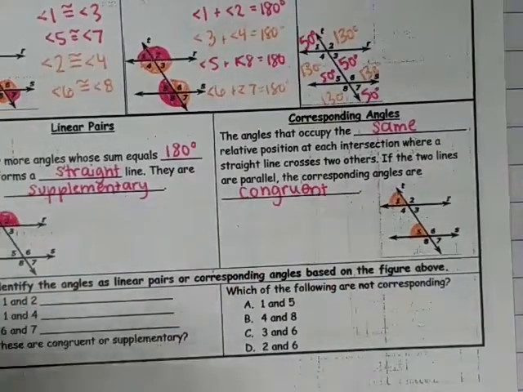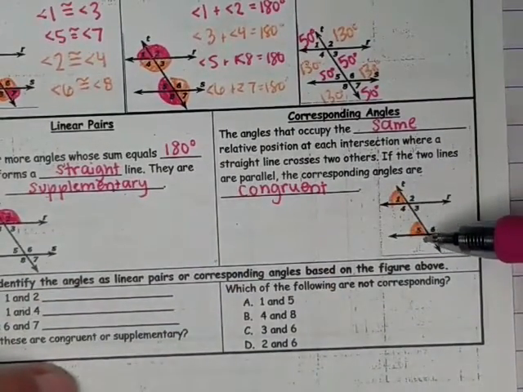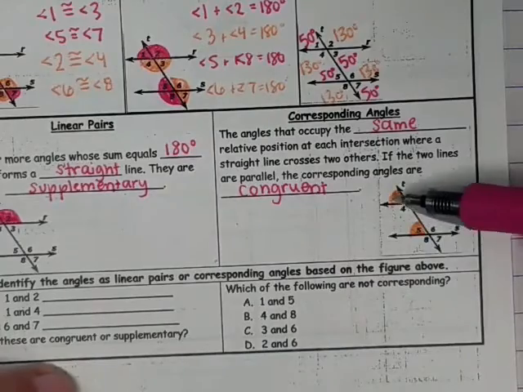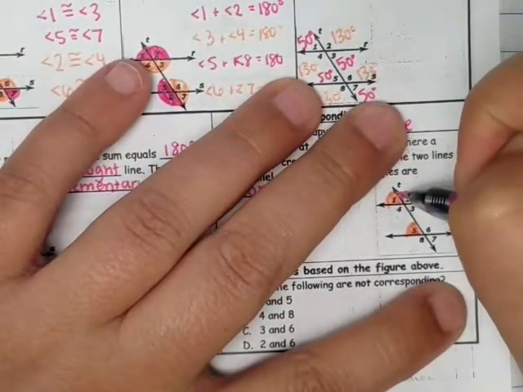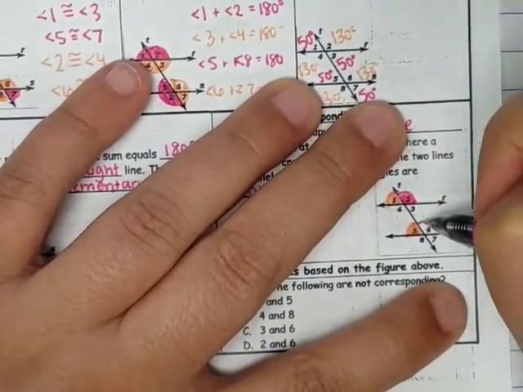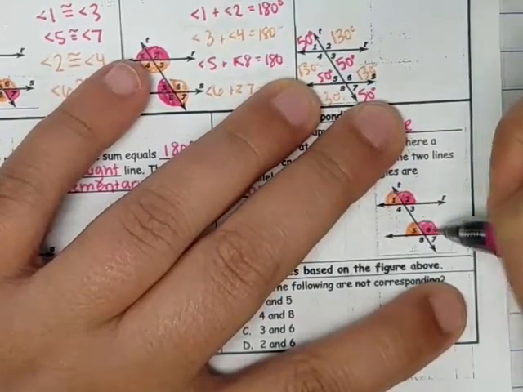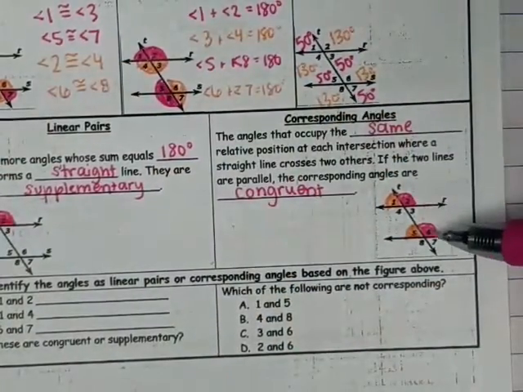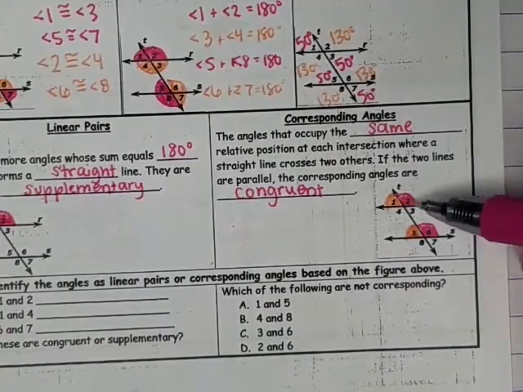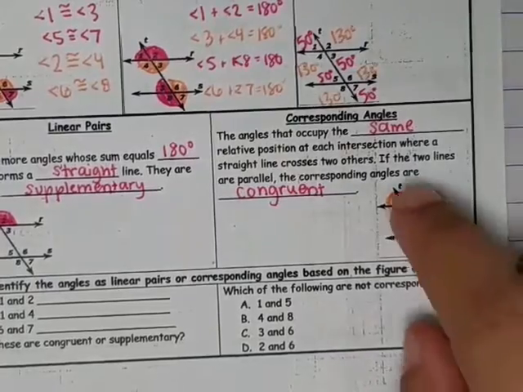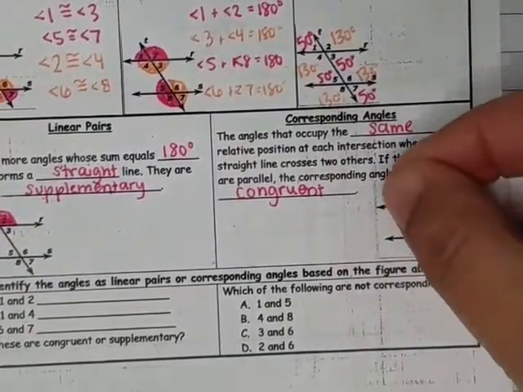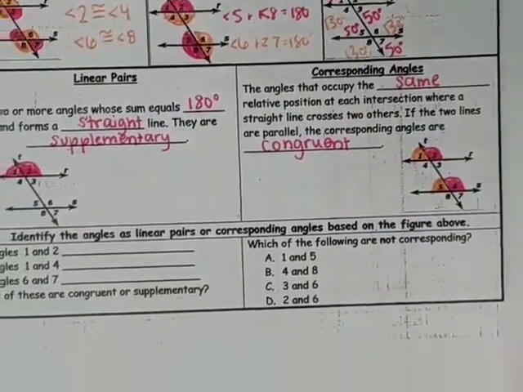Okay, so those are corresponding. 1 corresponds to 5 because they're in the same relative position. All right, so that means that 2 must correspond to 6. Okay, and so if 2 corresponds to 6, it means that they also are congruent because they have the same angle measure. Okay, so it's almost like taking these 4 and picking them up and just putting them right here.